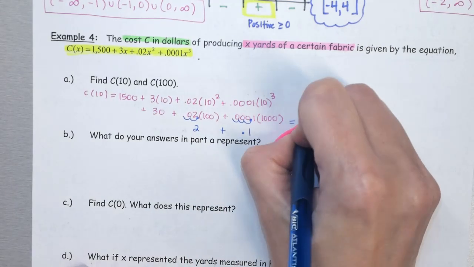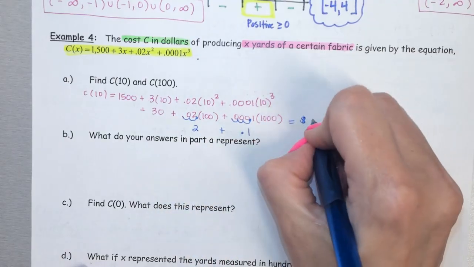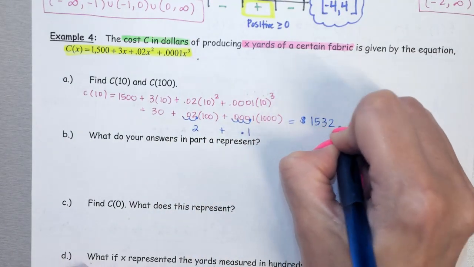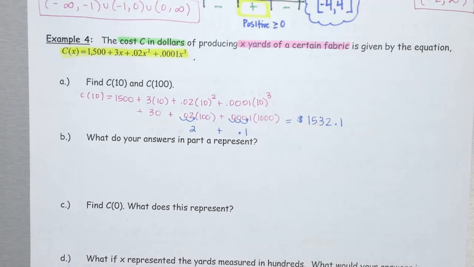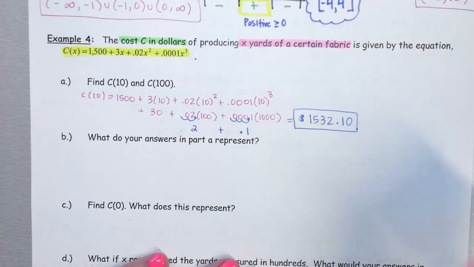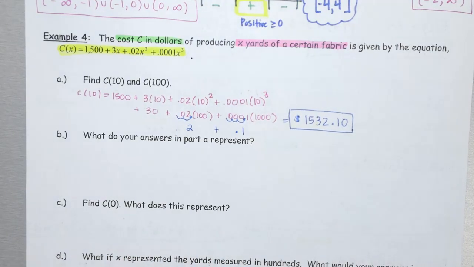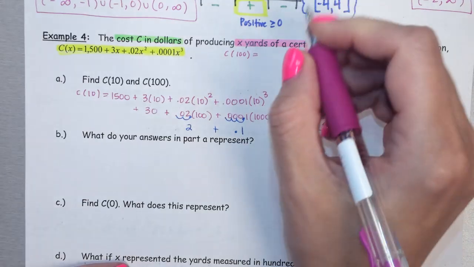So when we add all those together, the 1500 plus 30 plus 2 is going to be 1532.1, but since we're writing it in terms of money, 0.1 is really how much? 10 cents, right? So you're going to put the 0.10. Okay, and then I'm going to put the C of 100 over here.